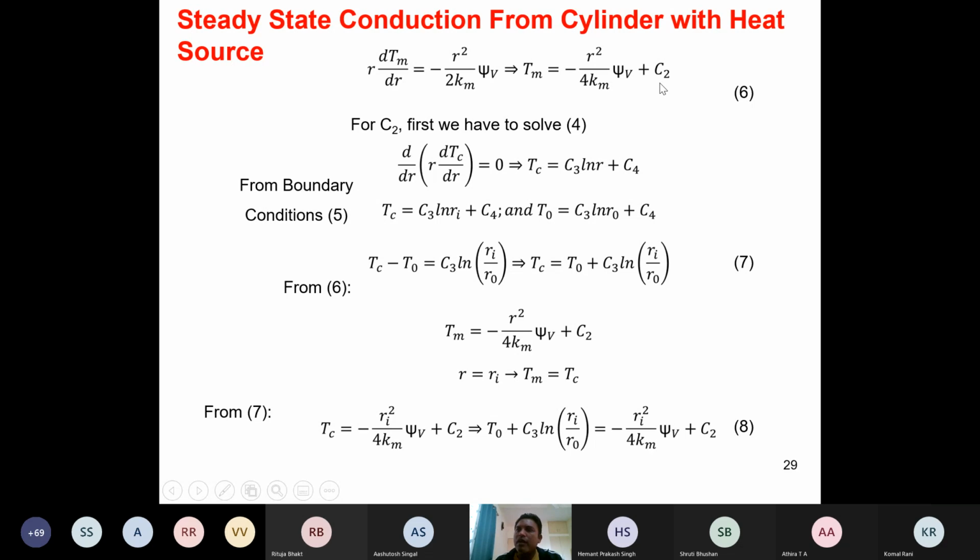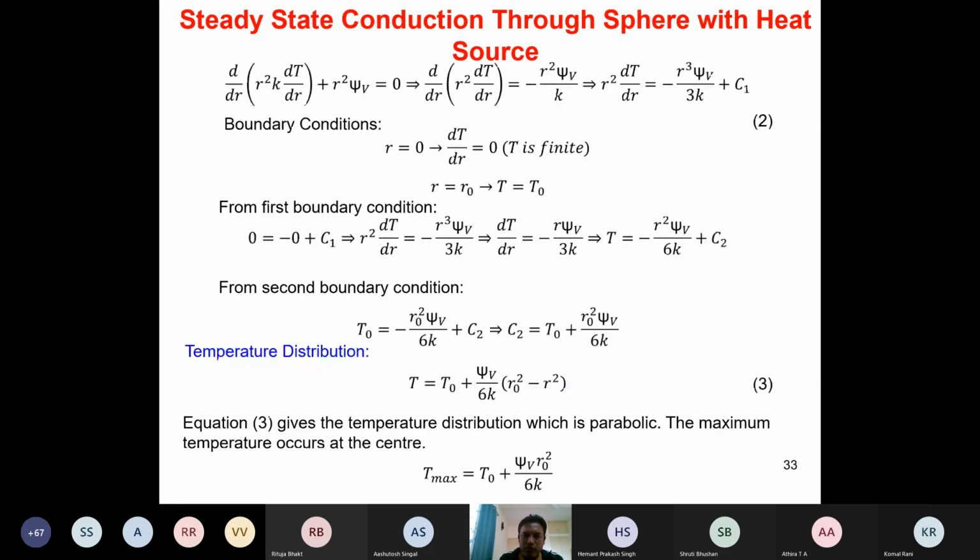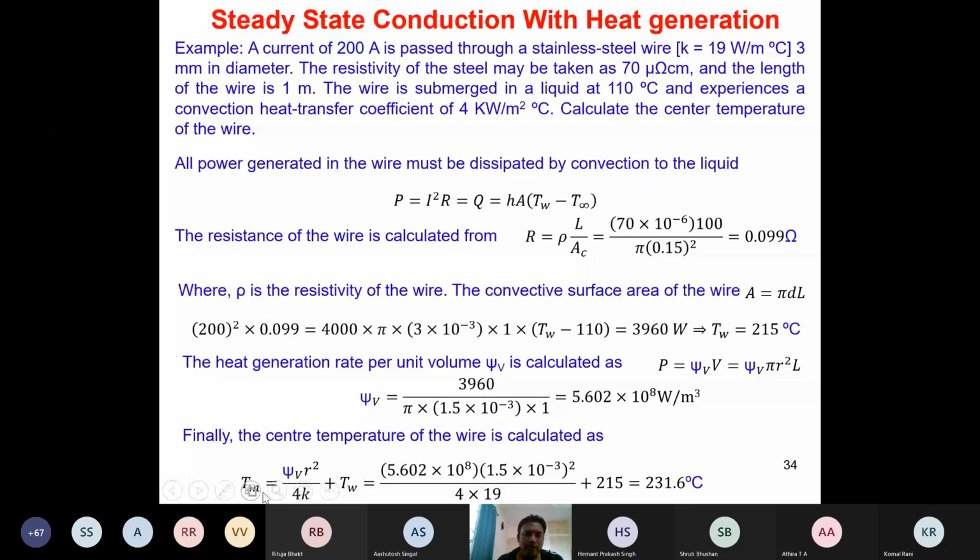That other boundary condition is Tm equals T naught at R equals R naught, and then you find out the temperature at the center. That comes out to be this temperature which I have directly written here: Tm equals psi V R square by 4k plus Tw. This will be R naught, but in this case that subscript is omitted.